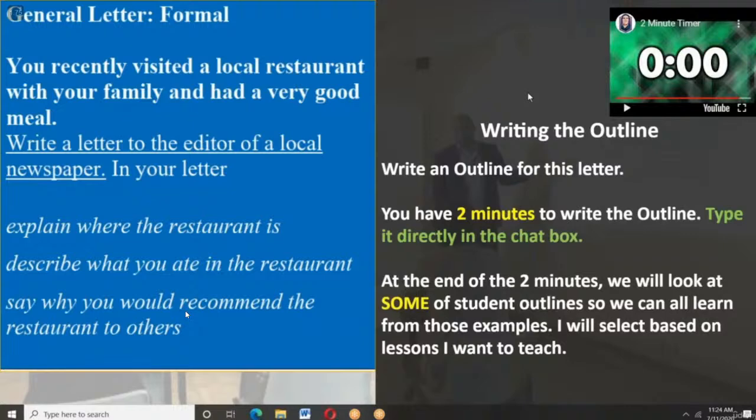Okay, so let's go ahead and take a look at some of the outlines the students have done. We're going to pause for a moment while I put some of these example outlines in the slides so we can all look at them, okay?